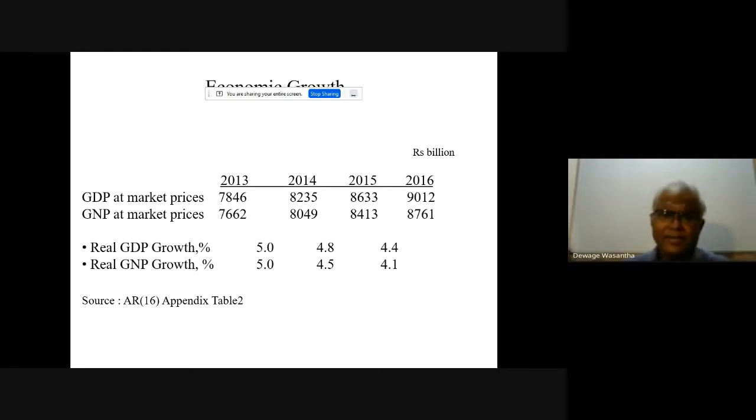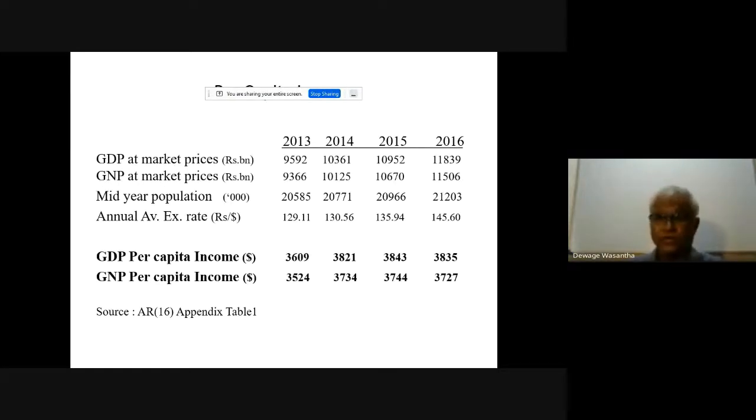Then the per capita income. Per capita income we didn't calculate. How do you calculate per capita income? Now we get the GDP at market price. This is not the real value, it is nominal value, nominal GDP, or GNP, also nominal. 2016: 11,839 billion, 11,506 billion. In terms of GNP also we can calculate. We can calculate either the per capita income using GDP or the per capita income using GNP.